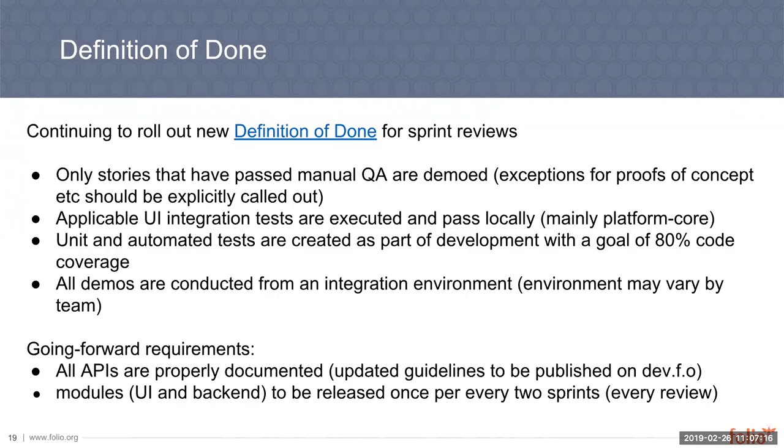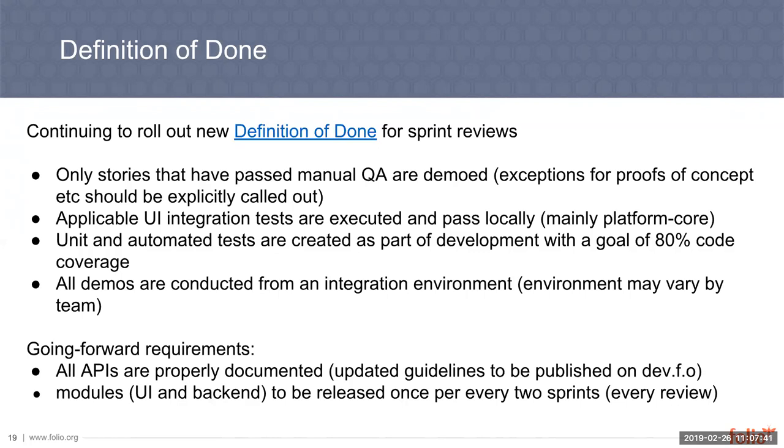Unit and automated tests, as per DoD, need to be at least on the 80% marker for new functionality. And the demos will be conducted from an integration environment, which may differ from team to team. Many teams share the same environment. That's the FOLIO snapshot. Some teams have their own.